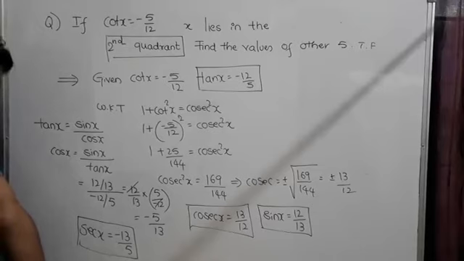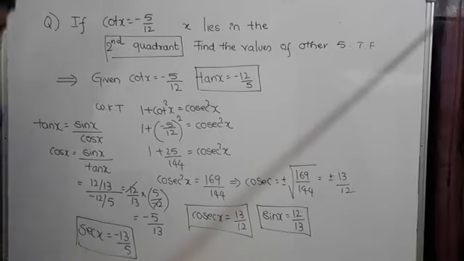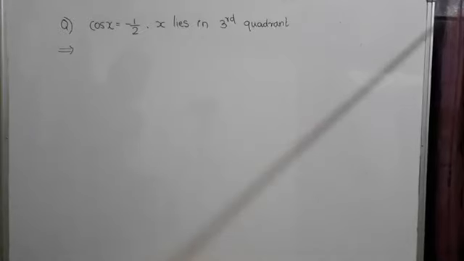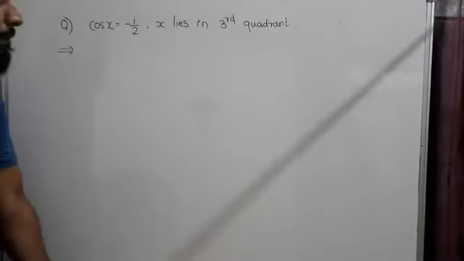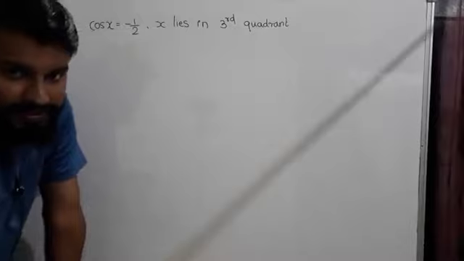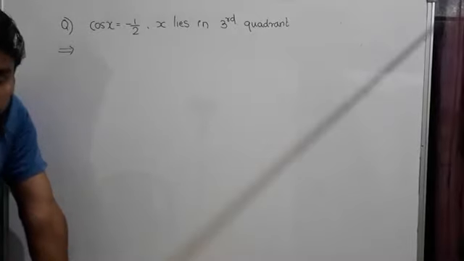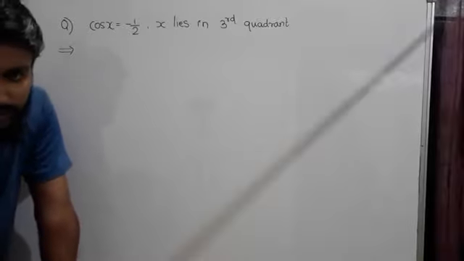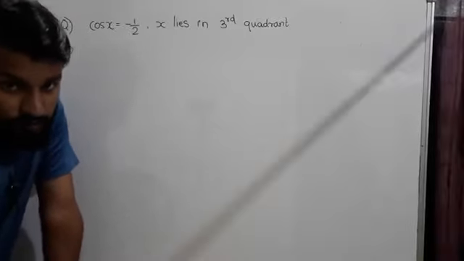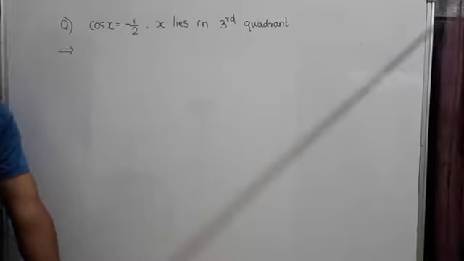Very good. So let us solve a couple more questions so that you can be perfect in this one. So pause the video and note it down. Well, dear students, the next question is cos x is equal to minus half, where x lies in the third quadrant. So if you know how to solve, please pause the video and try it by yourself. Then you can check your answer with my answer. Those who are struggling, you can continue to watch the video.